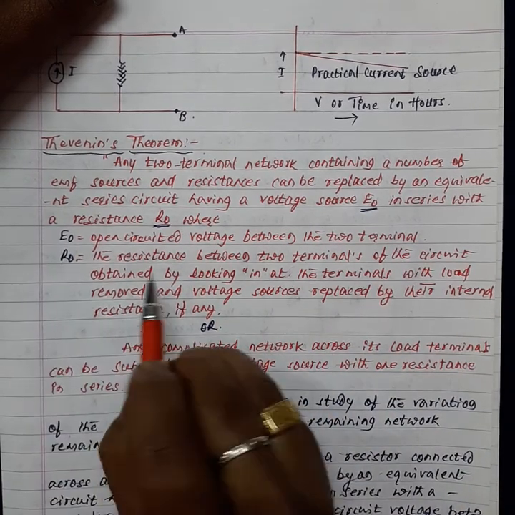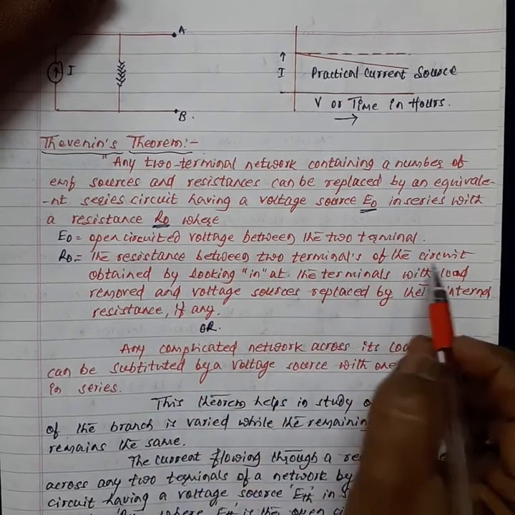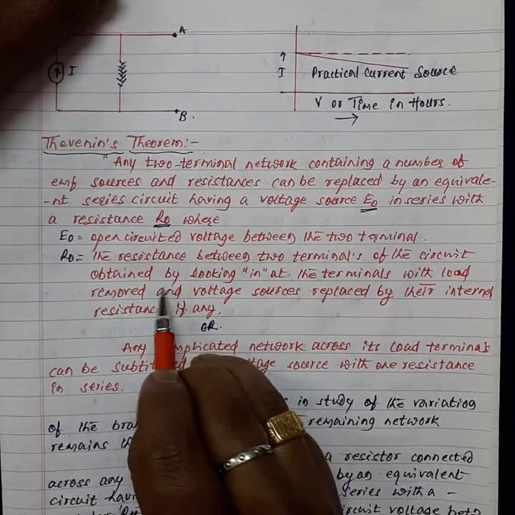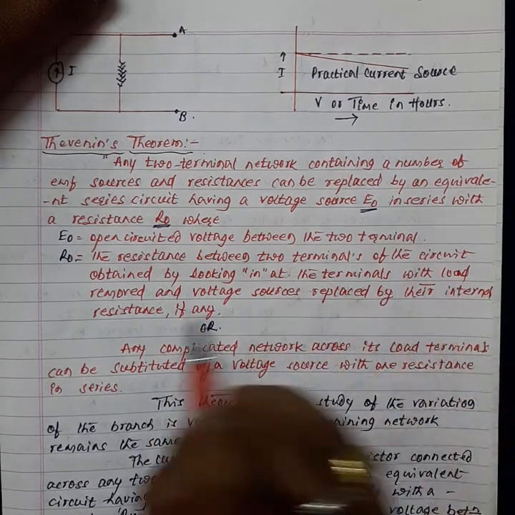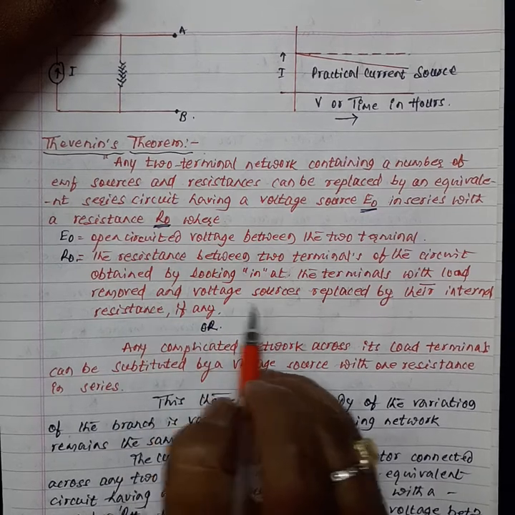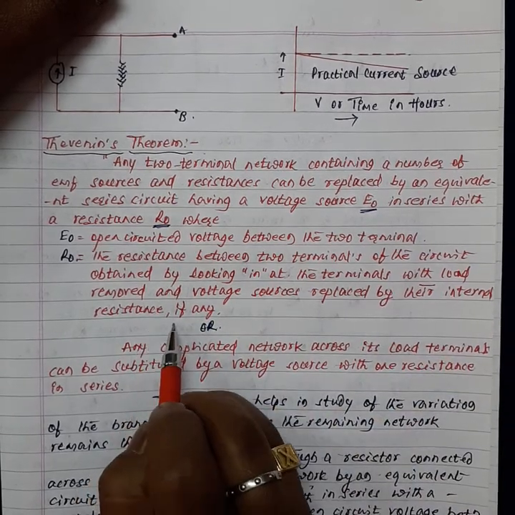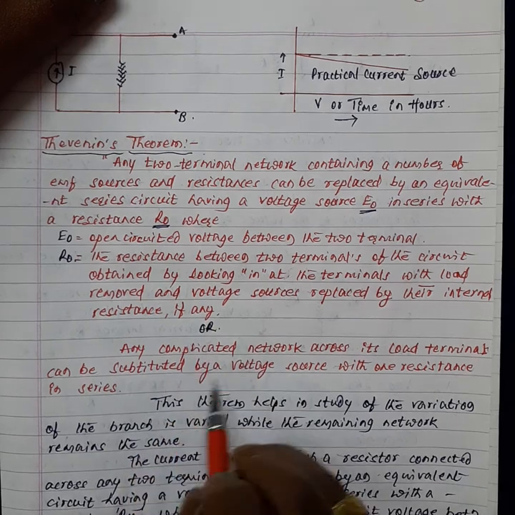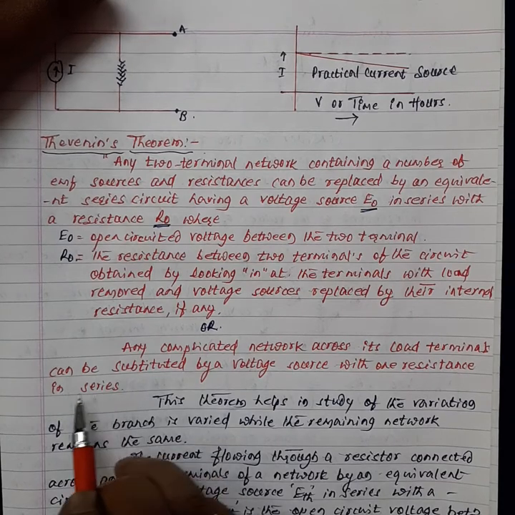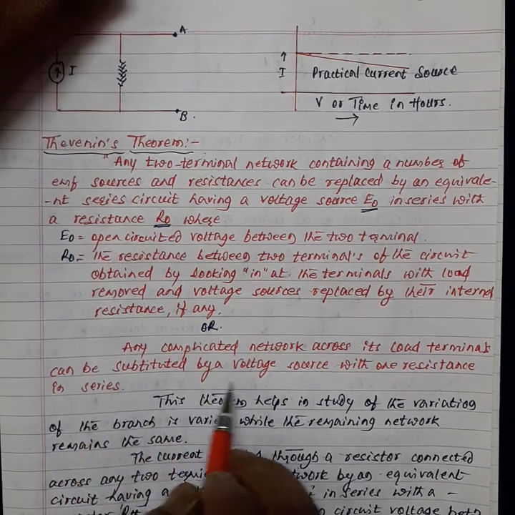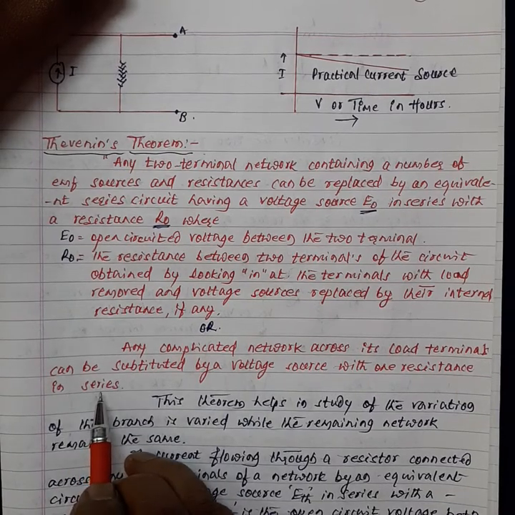R of naught is nothing but the resistance between the two terminals of the circuit obtained by looking into it, that is the terminals with load removed and voltage sources replaced by their internal resistance if any. Any complicated network across its load resistance, the load terminals, can be substituted by a voltage source with one resistance in series.